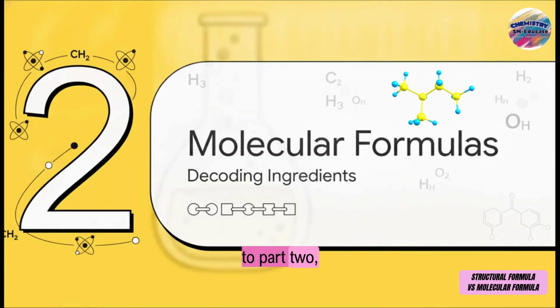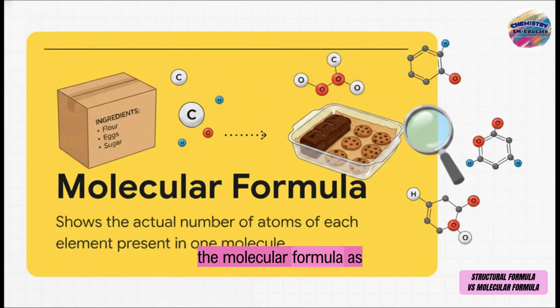Which brings us to part two, decoding molecular formulas, or decoding the ingredients. You can think of the molecular formula as your basic ingredients list. By definition, it shows the actual number of atoms of each element present in just one molecule of a compound. It tells us exactly what is in the box. But here's the catch, and this is super important. It hides a massive secret. It gives us zero clue as to how those atoms are actually connected to one another. It's exactly like knowing your recipe calls for flour, eggs, and sugar, but having absolutely no instructions on whether you're supposed to be baking a cake or making cookies.